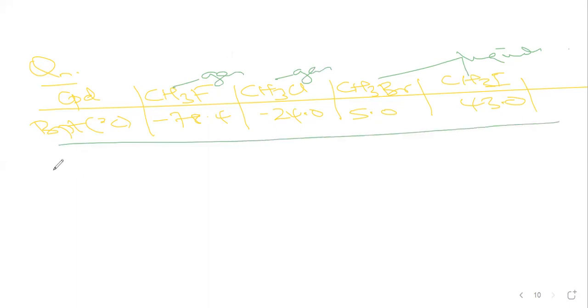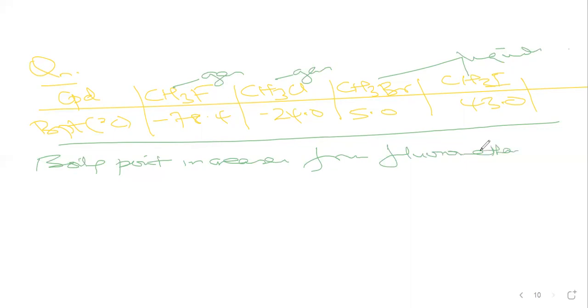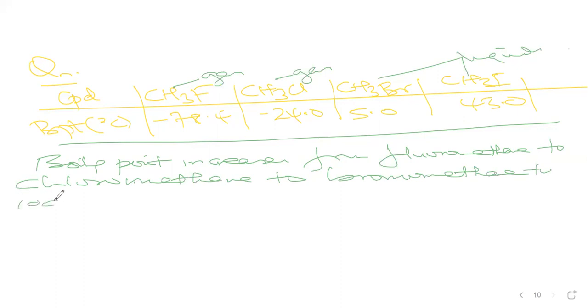Now, can we explain the trend here? You'll notice that still we have boiling point increases. So what is our trend? Boiling point increases from fluoromethane to chloromethane to bromomethane to iodomethane. That is the trend that we do have. How do you explain that trend?